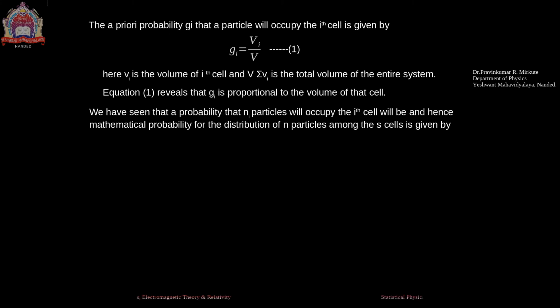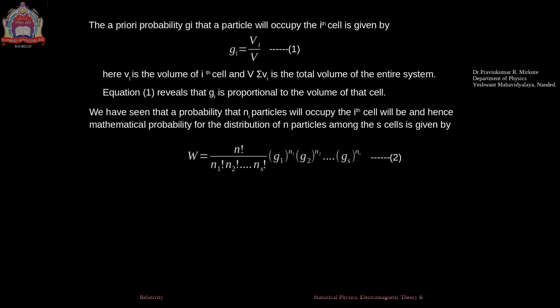We have seen that the probability that Ni particles will occupy the ith cell will be gi raised to Ni, and hence the mathematical probability for the distribution of N particles among the S cells is given by W, that is the probability is equal to N factorial divided by N1 factorial, N2 factorial up to NS factorial, into g1 raised to N1, g2 raised to N2 and up to gS raised to NS. So, equation number 2.